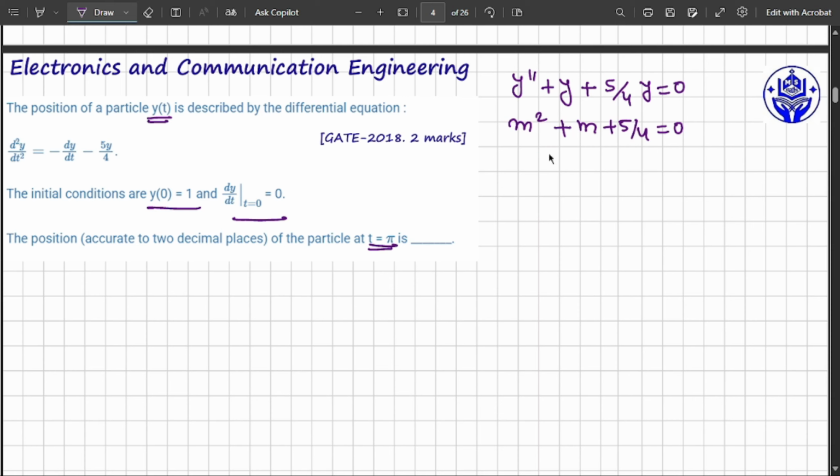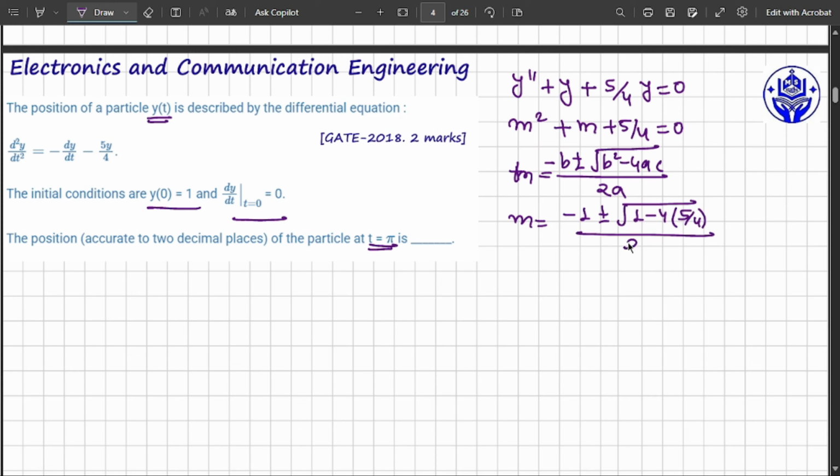If we are going to find the root for this differential equation, then we can use the discriminant method, that is minus b plus minus the square root of b square minus 4ac upon 2a. This will be the root. So my m is nothing but minus 1 plus minus the square root of 1 minus 4 times 5 by 4, divided by 2.